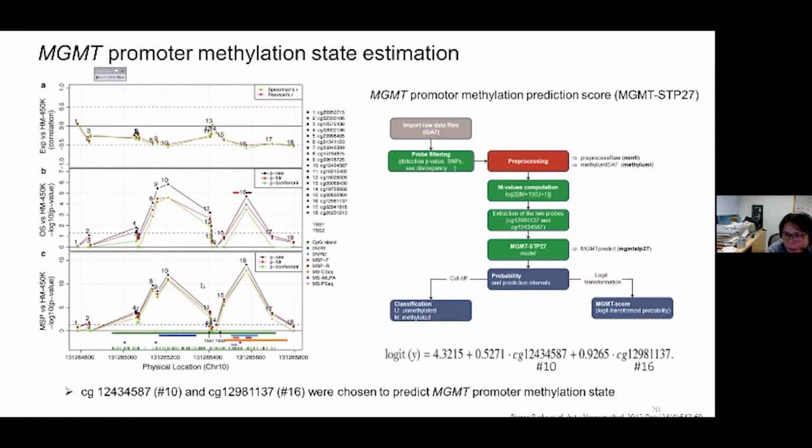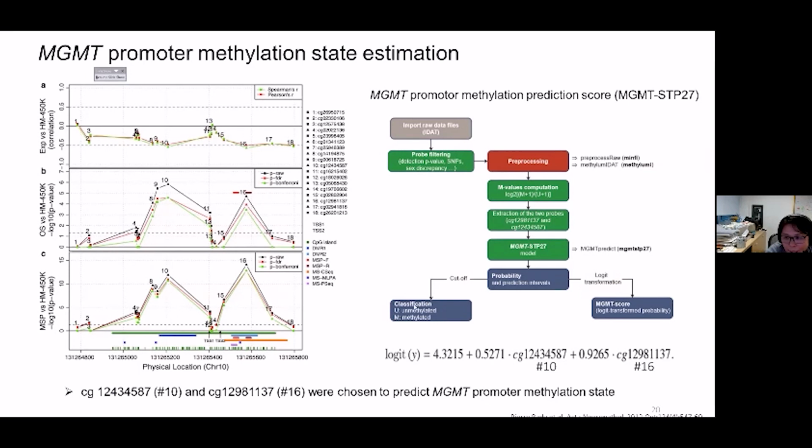Panel C shows the association between MGMT promoter methylation classification based on the other methods. Again, probes 10 and 16 show the highest correlation. So overall, probes 10 and 16 are most correlated with MGMT expression and survival. So their approach, using a logistic regression model called MGMT-STP27 with probes 10 and 16, was deployed. For this classification, they had a formula to calculate the estimated scores and establish cutoffs.